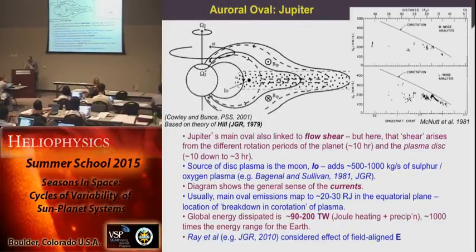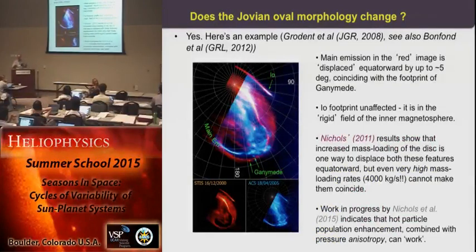Okay. So this slide was just to show that on rare occasions Jupiter's auroral oval can expand by a few degrees equatorward. It can become even coincident with the auroral footprint of Ganymede. We've been doing some work on what causes that, and we believe that it's a combination, and we do need a combination, of an increased mass loading of the disk by the Iogenic source, plus something changing about the hot particle population, and particularly here, pressure anisotropy plays a role, but that's a whole other thing. Ask me later about that.